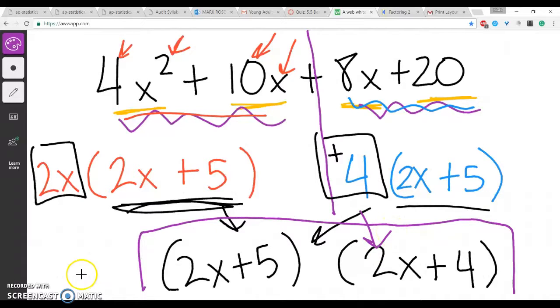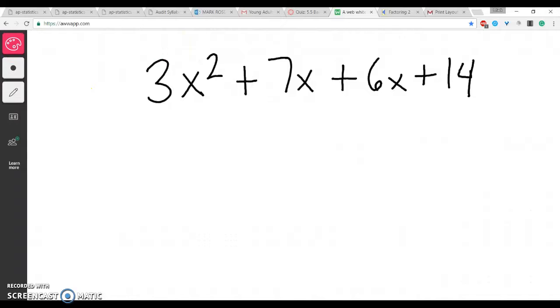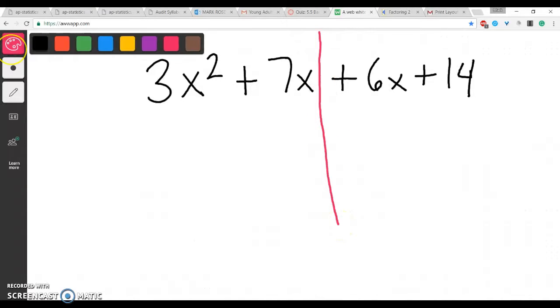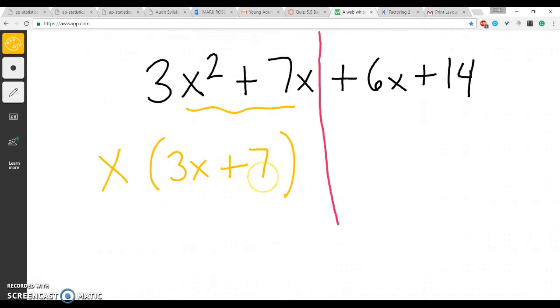Okay, we're going to try one more example of this. Okay, so this is my second four-nomial example. And when I have this, again, the first thing I'm going to do is I'm going to break it in half. Once I break it in half, I'm going to factor both sides. When I factor this side on the left, I'm going to notice that, well, 3 and 7 don't have any factors, but I do have an x. So I'm going to pull out an x and put this as 3x plus 7.